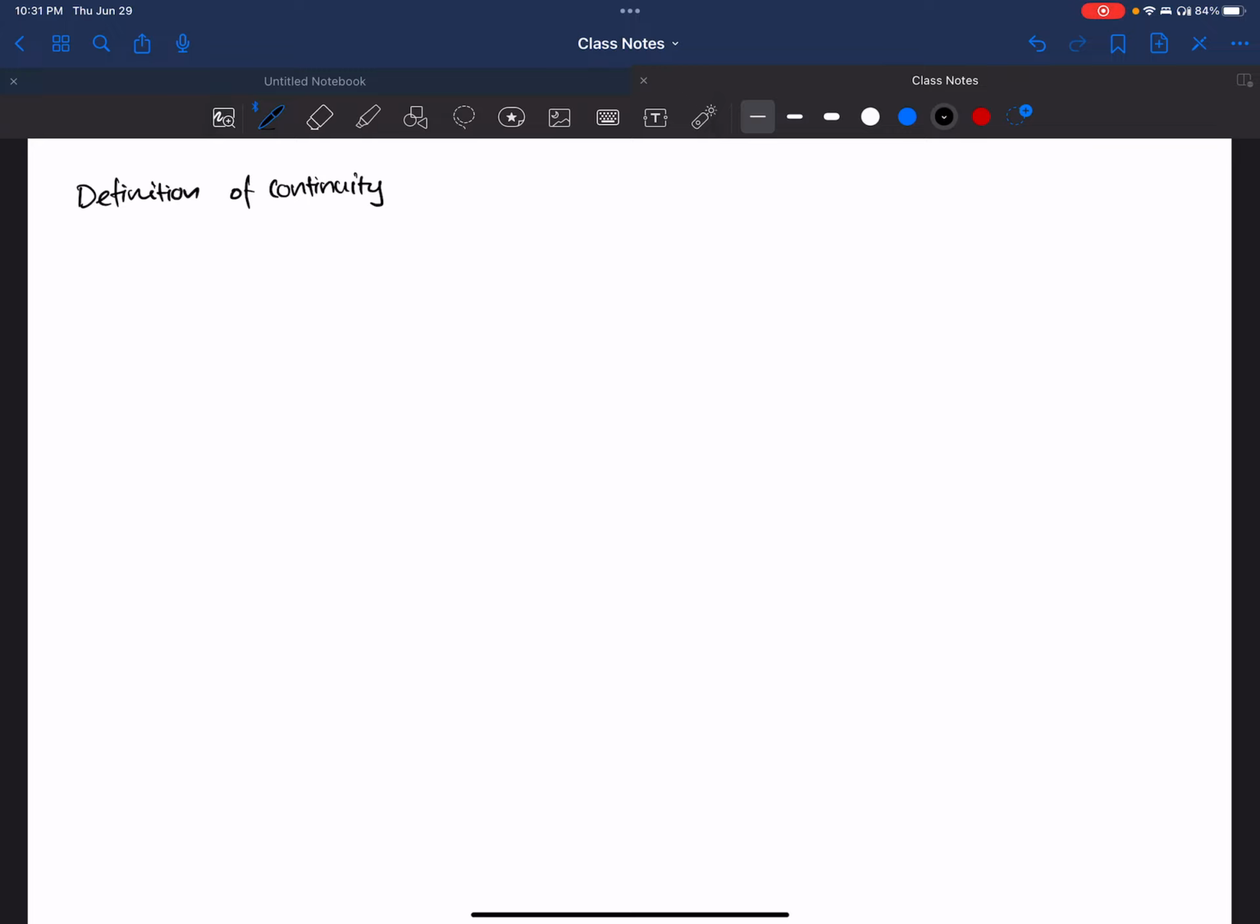And then we're going to look at different types of discontinuities. There we're going to talk about removable discontinuity and jump discontinuity.